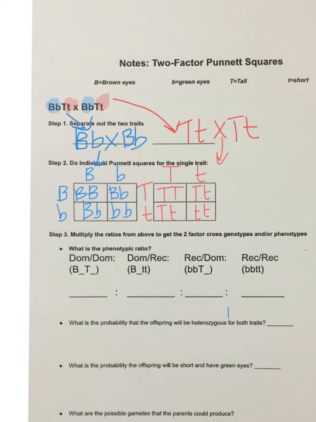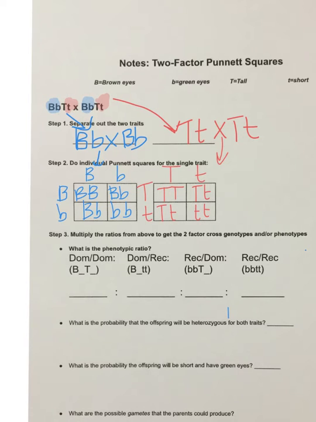Excellent. So now we're ready to answer some questions about this, starting with the phenotypic ratio. So if you see below, it wants to know what the phenotypic ratio is. So basically, how many will show up with the dominant physical appearance versus how many will show up with the recessive physical appearance for each trait, eye color and plant height? So for this, all we have to do is count up our numbers and do a little bit of simple multiplication.